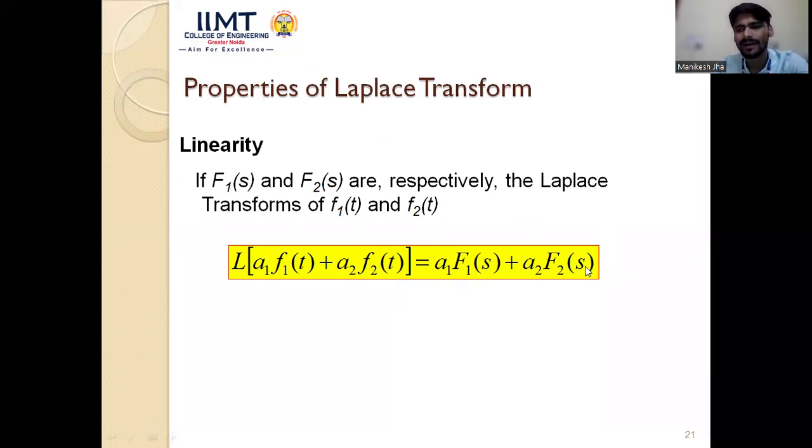The linearity property tells us how we say that this is a linear function or linear system. For a linear system, two things are verified. The first one is the homogeneity principle, and the second one is the superposition principle. If both are verified, then we say the system is a linear system. So this is the linearity property of the Laplace transform.